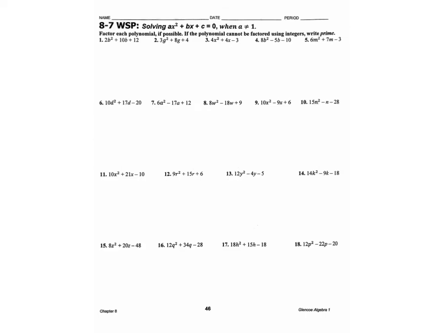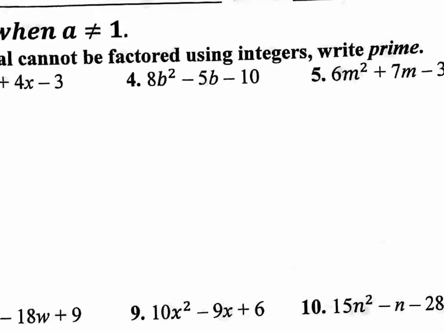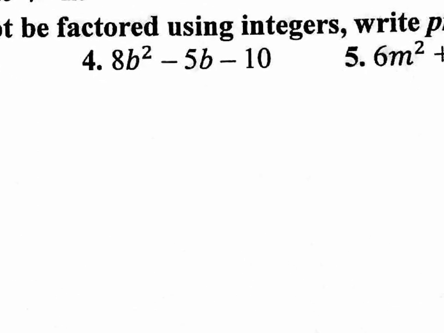So on the previous video, we did questions 1, 2, and 3. Right now we're going to jump to question 4. And we're going to follow the shortcut steps to factoring this quadratic trinomial that has an a value of 8. So step 1 is to multiply a times c.